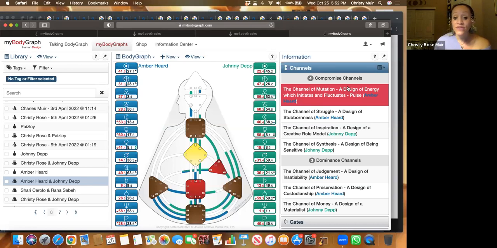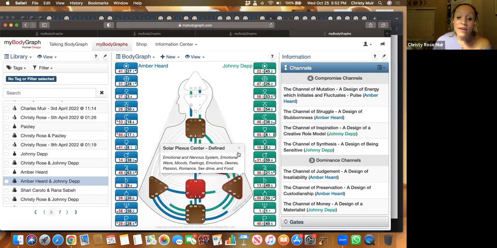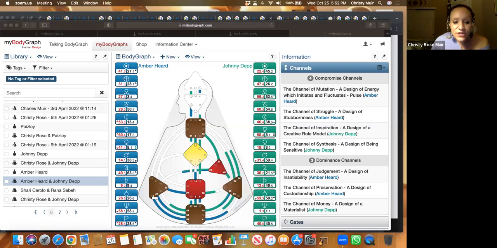We don't have any examples of that here, but it would be like if Amber had this gate up here, this gate 35, and it made it so that she has one end and he has the other end of a channel. That's electromagnetic. That feels nice and juicy between two people. Compromise, on the other hand, is when you see that Amber has an entire blue channel here, and Johnny Depp only has this little green gate right there. Well, it means that Johnny Depp is actually compromised in this channel.